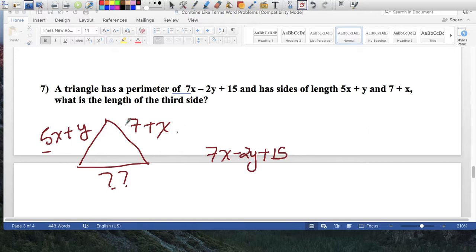All three sides together add up to this, but I want to find the missing side. Since I know these two sides, I can remove 5x plus y if I want to take that side out. And I also want to take this side out of the total, minus 7 plus x. So if from the total I remove that side and this side, I will have the remaining side.